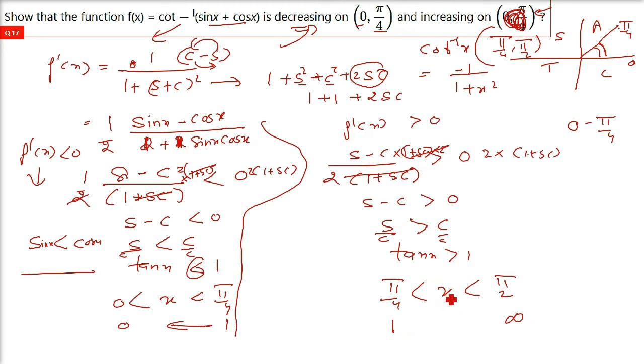1 to infinity is greater than 1 only. In the previous part we said tan x is less than 1, that is, it is 0 to 1 in this 0 to pi by 4. Here pi by 4 to pi by 2 is higher than 1. So f dash x is greater than 0. So it is greater than 0. It is increasing in this interval.